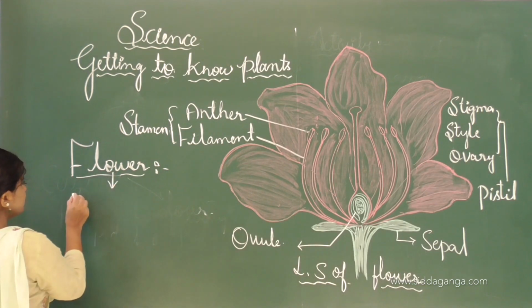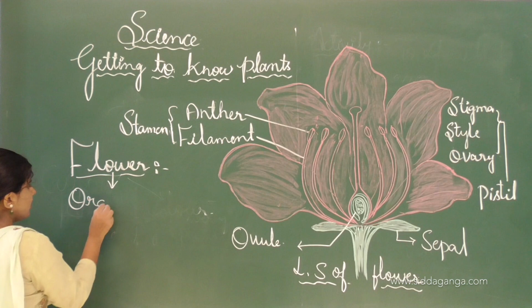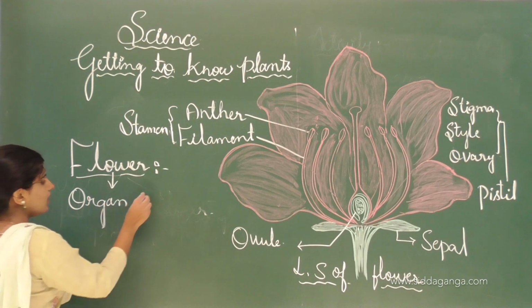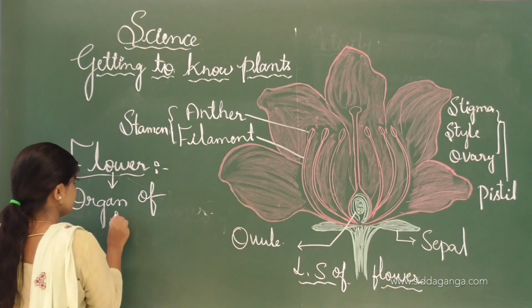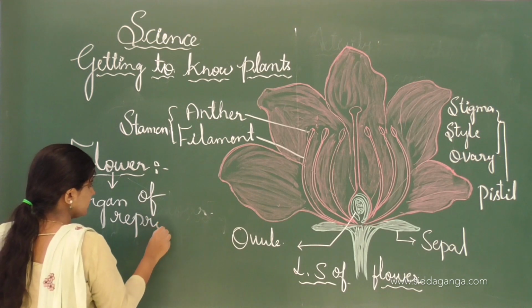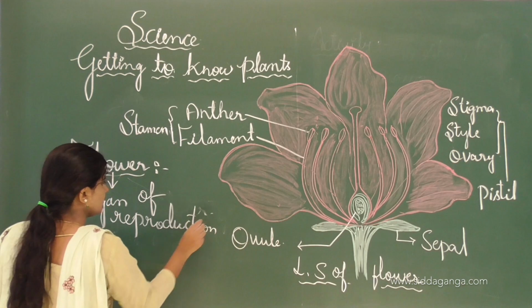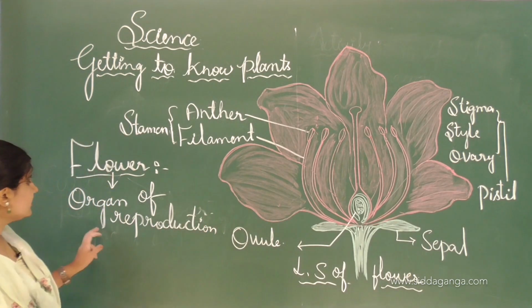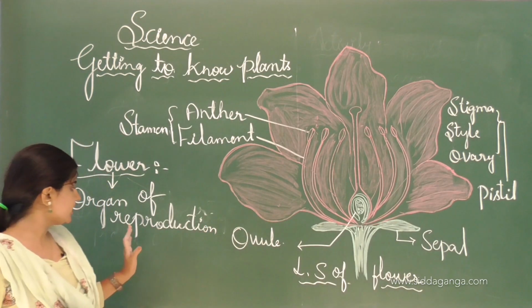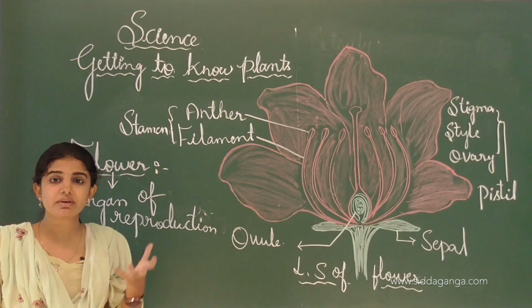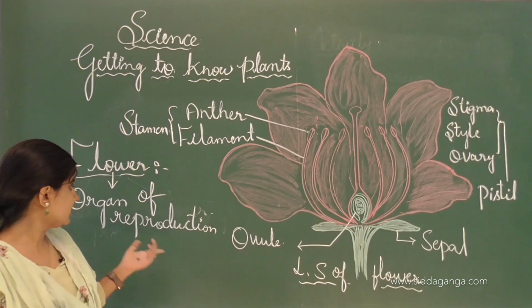Flowers are called the organ of reproduction. See why it is called the organ of reproduction. Reproduction is nothing but giving birth to young ones.